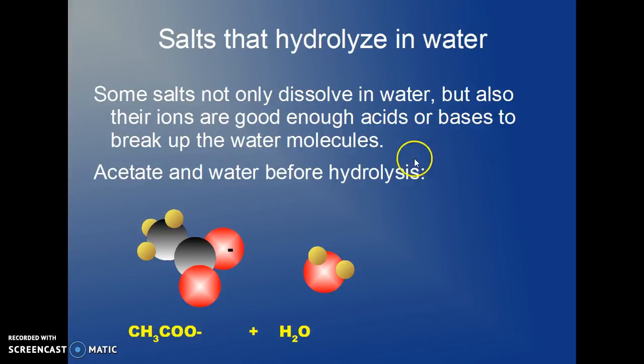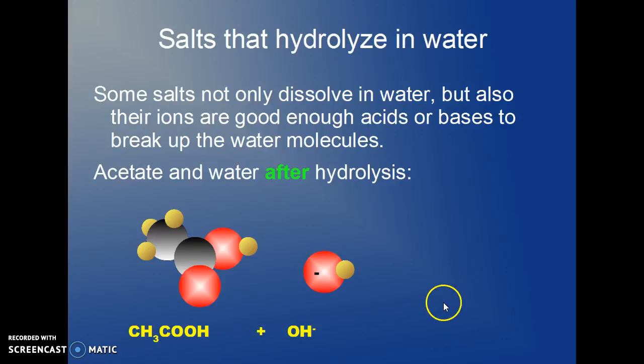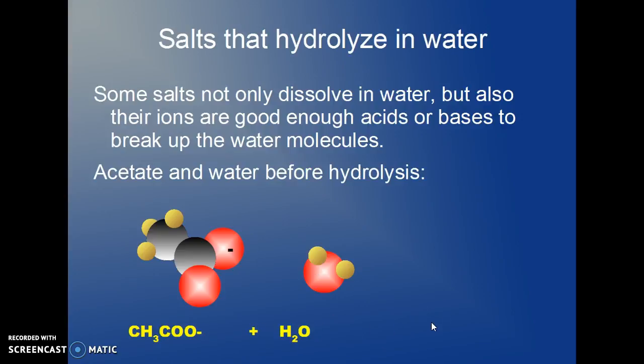So let's look at the first reaction. Acetate, CH3COO-, and water. Here is the acetate ion on the left and the water molecule on the right. When a collision occurs, very often, the hydrogen ion of the water is attracted to and bonds covalently to the acetate, making acetic acid, and of course it leaves hydroxide behind. Let's look at that again. Here's the before picture, that's the reactants, and here are the products.